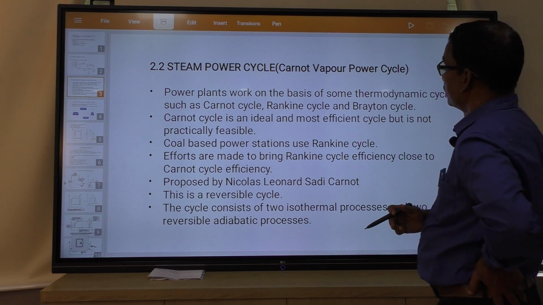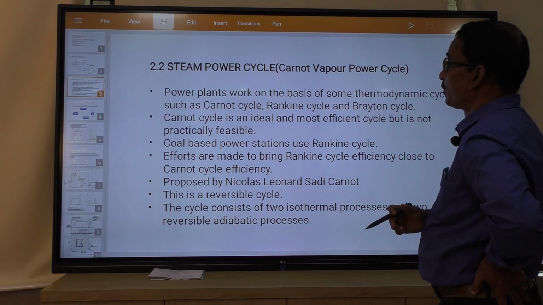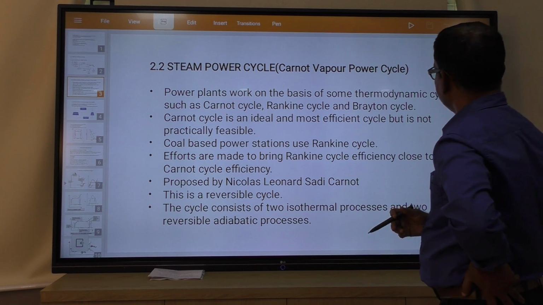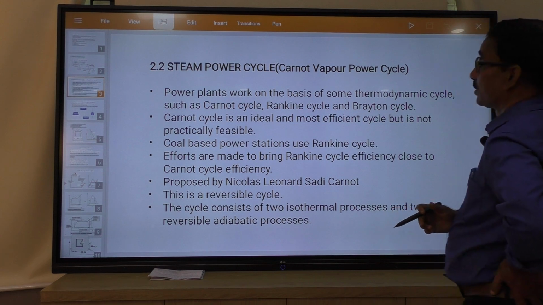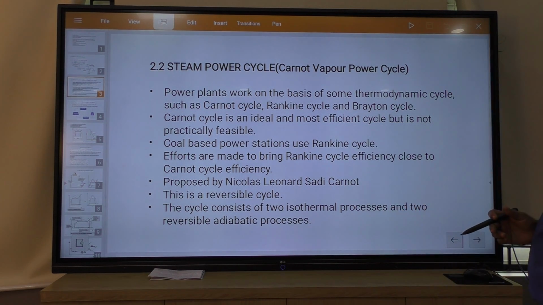Next, coal based power stations use Rankine cycle. Clear? Efforts are made to bring Rankine cycle efficiency close to Carnot cycle efficiency. So, we know that coal based power stations all use Rankine cycle. Efforts we are making so that cycle efficiency should be close to Carnot cycle efficiency, because Carnot cycle efficiency is the maximum efficiency you can obtain from the heat. So, therefore, our effort is that Rankine cycle efficiency should be close to the Carnot cycle efficiency.